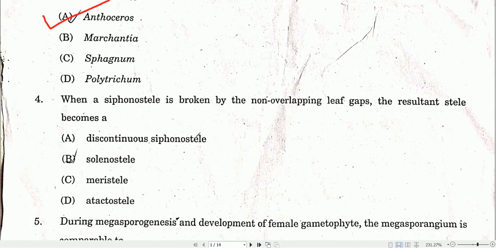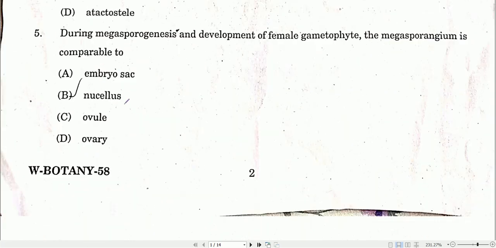Coming to question number 4, when a siphonostele is broken by the non-overlapping leaf gaps, the resultant stele becomes a solenostele. So option B will be the correct one. Coming to question number 5. During megasporogenesis, the development of the female gametophyte, the megasporangium is comparable to the ovule. Okay, so it's a very easy question. So option C will be the correct one.